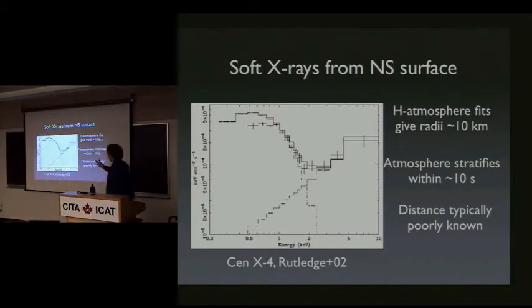If, on the other hand, you try to fit these things, say, set next to or fill next to one, these kind of guys, with models that include the hydrogen atmosphere, then you get inferred radii that are in the range of about 10 kilometers.